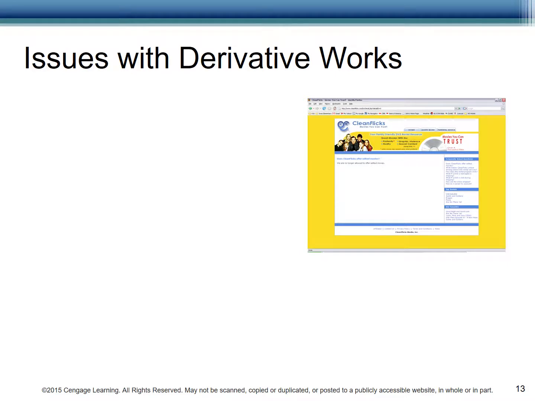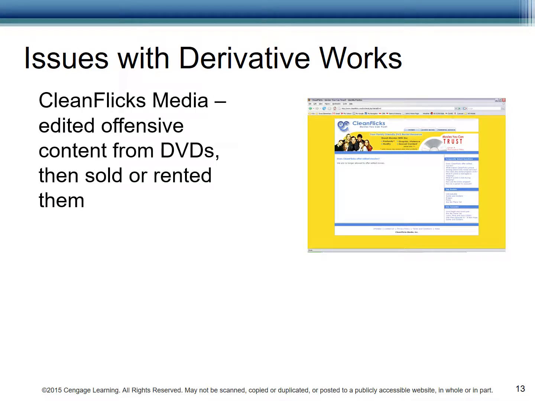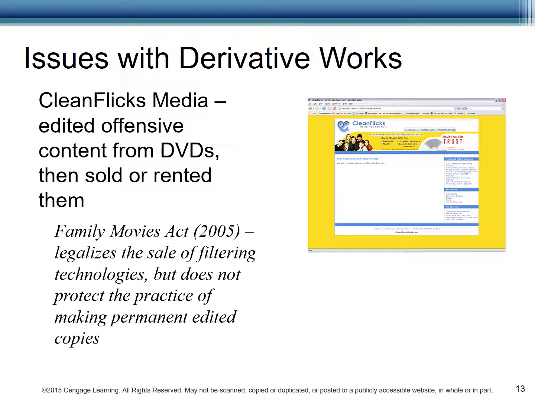If you recall, copyright owners have all rights to derivative images. Cleanflix Media attempted to take out the bad language in movies and make it suitable for families. However, they stored a copy of the edited movies on a server for customers to view. In the mind of copyright holders, that was an unapproved derivative work, and Cleanflix couldn't do it without permission. While the Family Movies Act of 2005 makes it legal to use filtering technologies for just this purpose, it does not allow you to keep permanent edited copies of the movie.